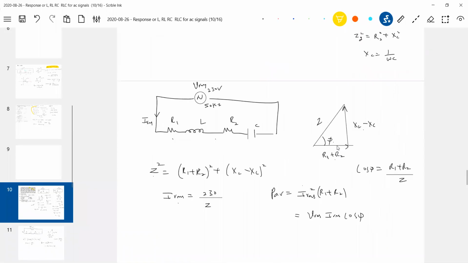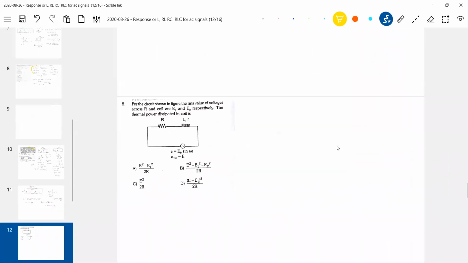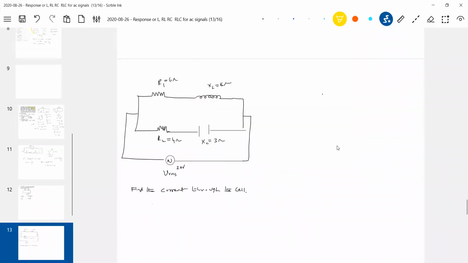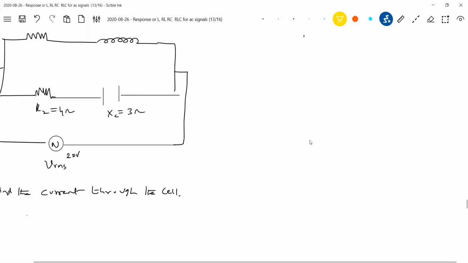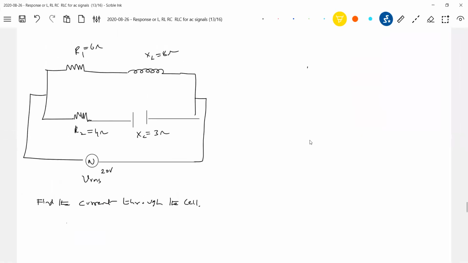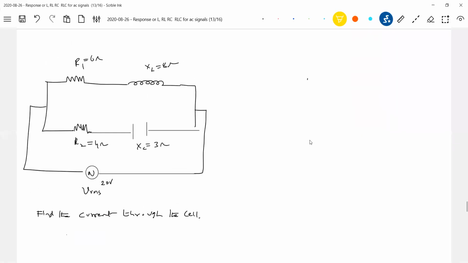Now there's the question of what to do if there is a parallel circuit. Let me take this one and explain here. If we have a parallel circuit, what should be the approach? Don't be intimidated by the parallel circuit, directly get into the problem like this. Let the current here be I1, and let the current here be I2.